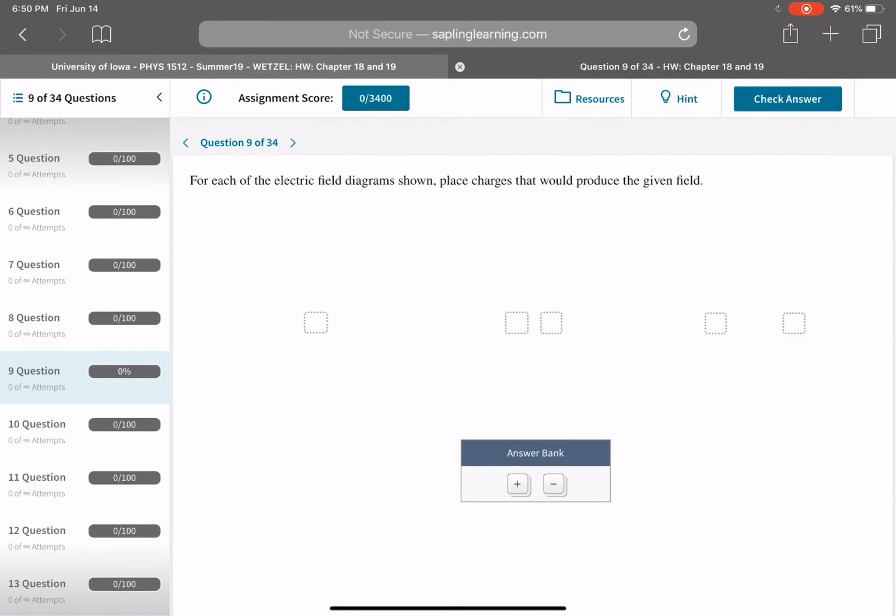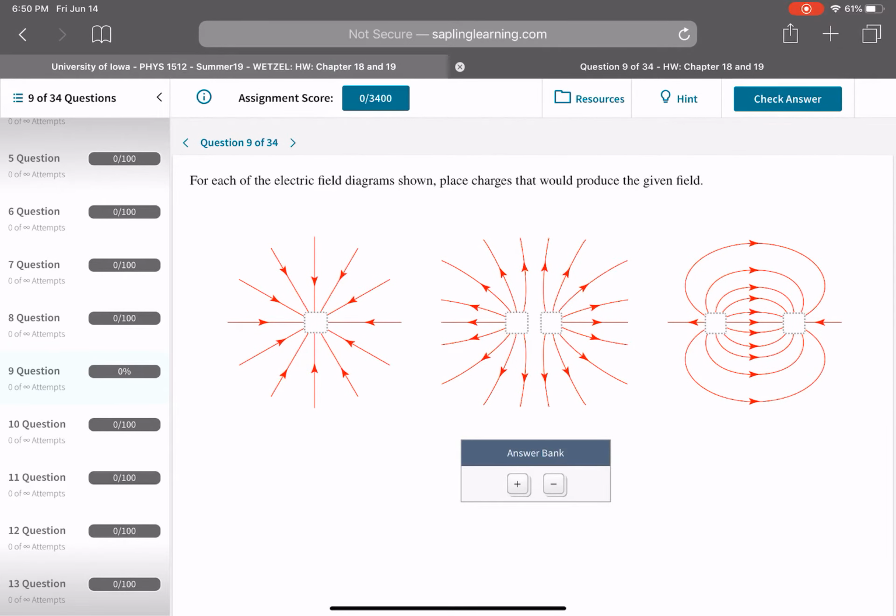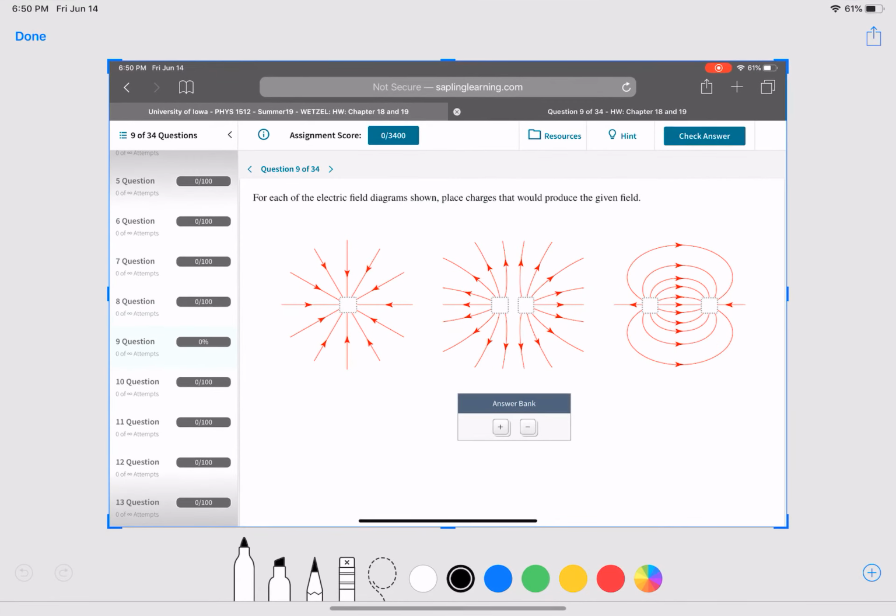Number 9, for the electric field diagram shown, place charges that would produce the given field. For example, we know that positive charges are sources and negative charges are sinks. Since all the field lines are draining into this hole, we're going to assume this is a sink, and so that's an electron or a negative charge. Since these are all pushing away from each other, they must be either the same minus sign or the same plus sign. And how do you know? Well, these are sources, not sinks. And then the same thing over here.